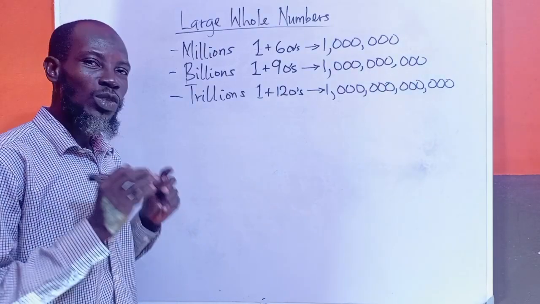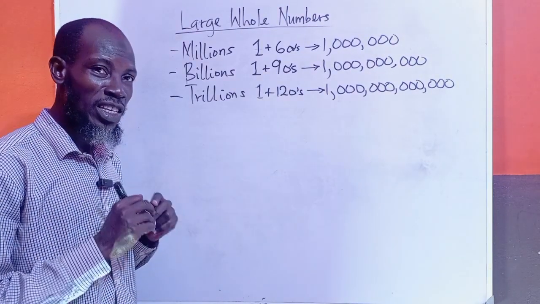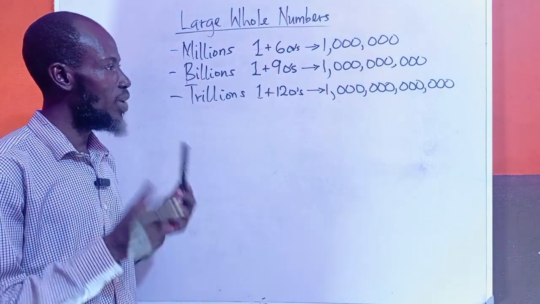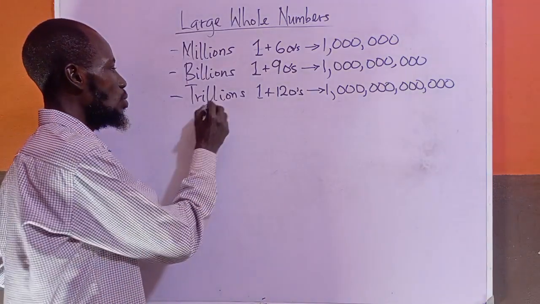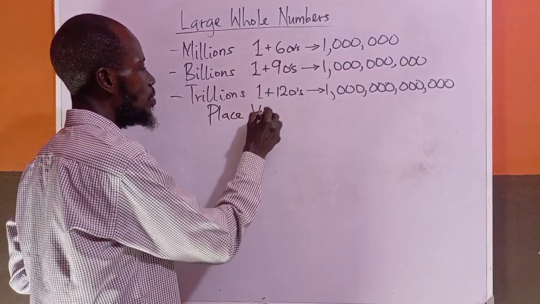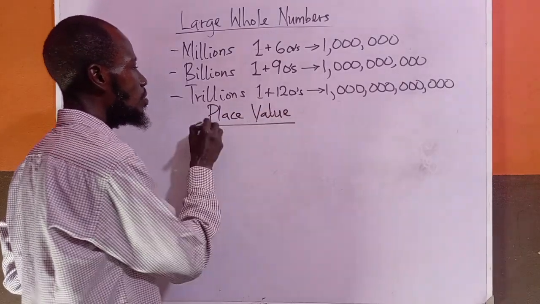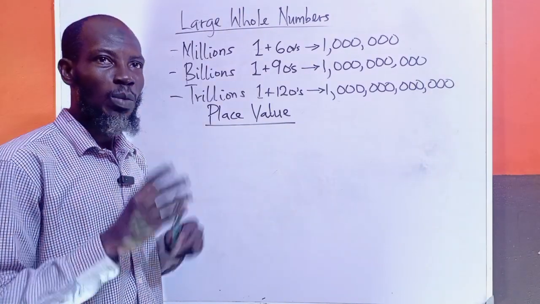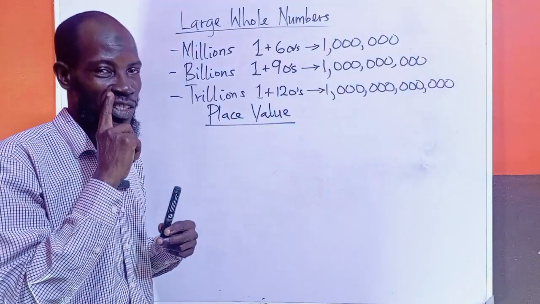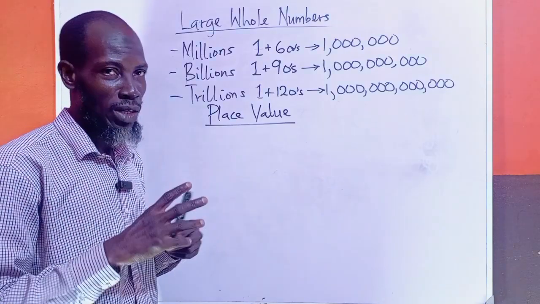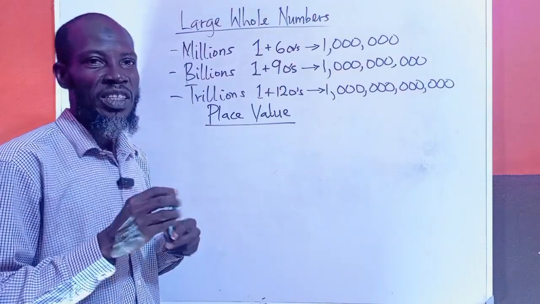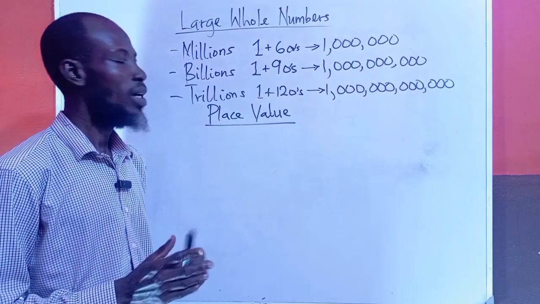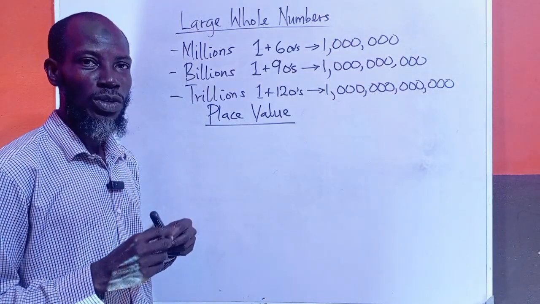Now, to be able to read large whole numbers easily, you need to understand the concept of place value. A place value tells the position of a digit in a given number, or tells the value of that digit in the given number. That is what a place value is.